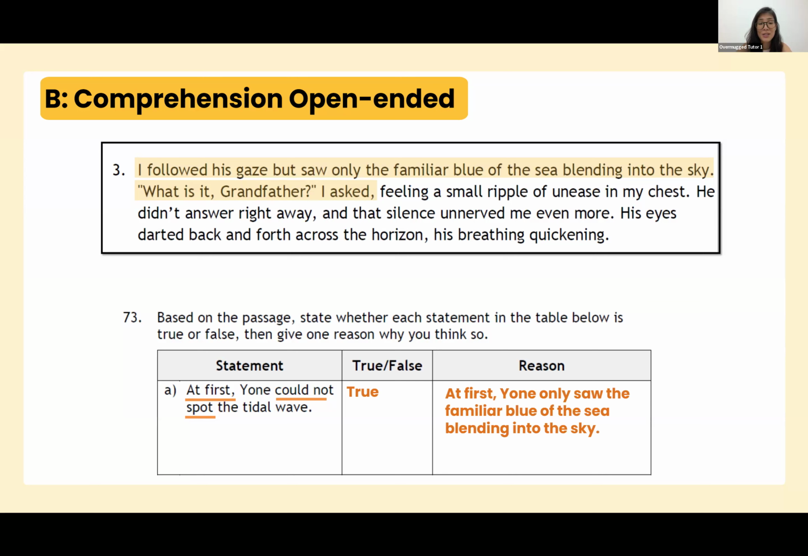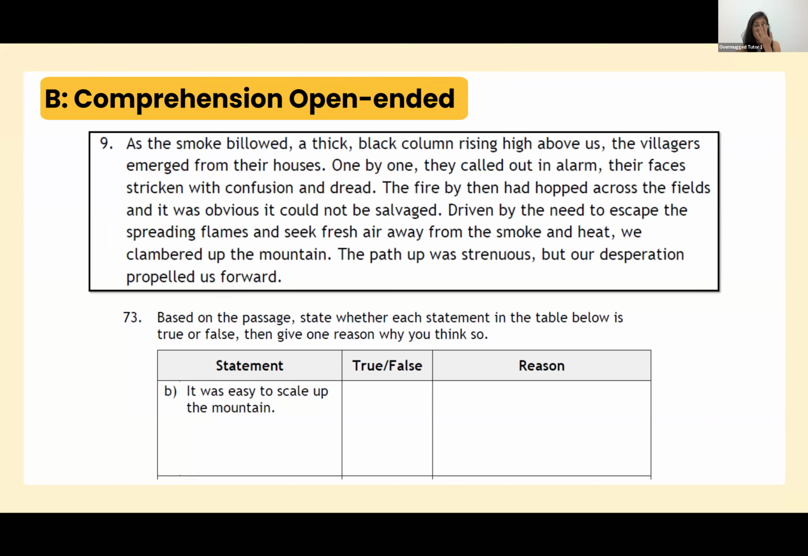Let's move to question 73B. It was easy to scale up the mountain. There is only one paragraph in the entire passage that talks about Yone and the villagers going up the mountain, and that was in paragraph number 9. Now, how do you know that it was not easy? Look at the clue. Paraphrase it. It was not easy because the path up the mountain was strenuous, so they clambered.